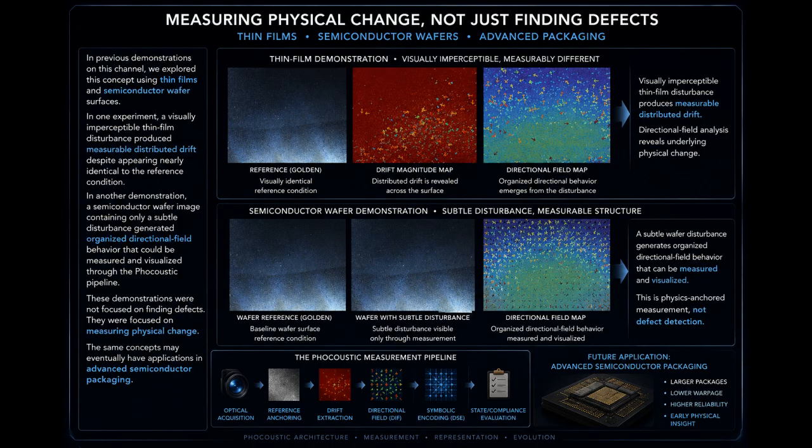In previous demonstrations on this channel, we explored this concept using thin films and semiconductor wafer surfaces. In one experiment, a visually imperceptible thin film disturbance produced measurable distributed drift despite appearing nearly identical to the reference condition. In another demonstration, a semiconductor wafer image containing only a subtle disturbance generated organized directional field behavior that could be measured and visualized through the Phocoustic pipeline. These demonstrations were not focused on finding defects, they were focused on measuring physical change.